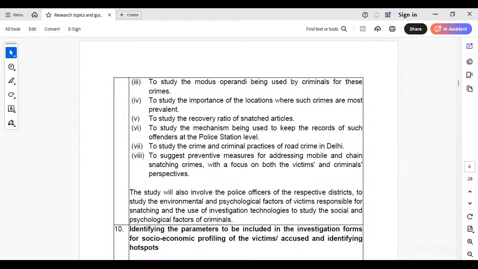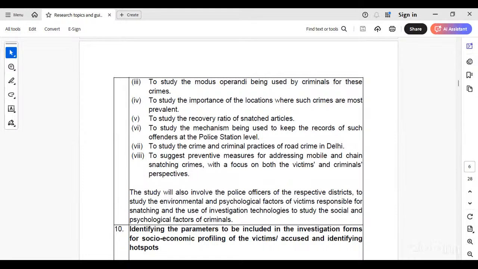You have the introduction. Then you have the review of literature. Then you have the methodology, research methodology. Then you have analysis and interpretation. The fifth one is suggestion and conclusion. It will have 5 chapters.